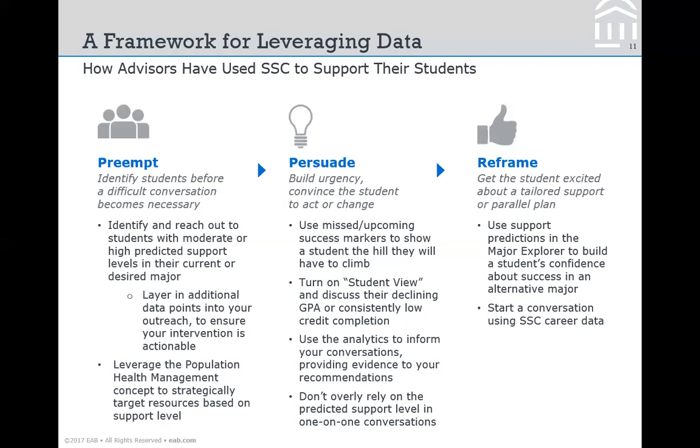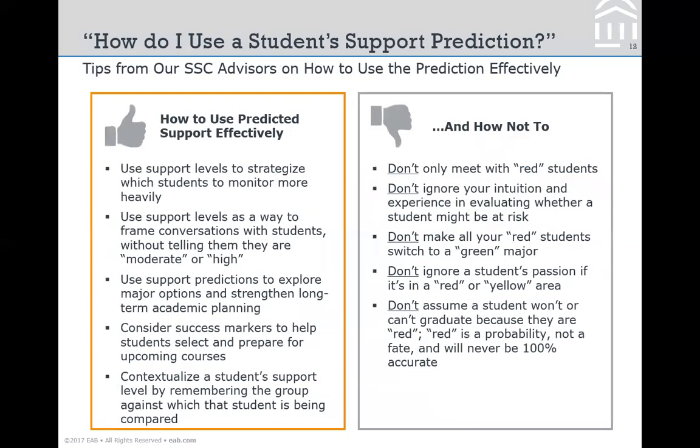And here is the wording that we like to think of. So again, we don't want you to only meet with red students. We don't want you to ignore your intuition. You all work with these students best, so you have the context again. And we don't want you to make all of your red students switch to green as if that will imply that it is clear. Because again, our predictive model has over 64 influencers that take into account socioeconomic status, academic information, pre-enrollment information. So there can be a lot of factors influencing a risk score.